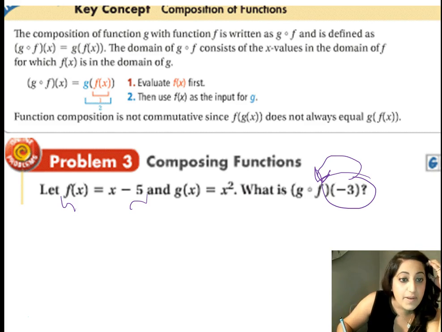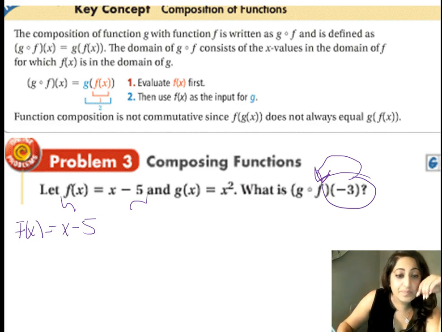So we have f of x equals, I got a student calling me. It's okay, I'll catch it later.